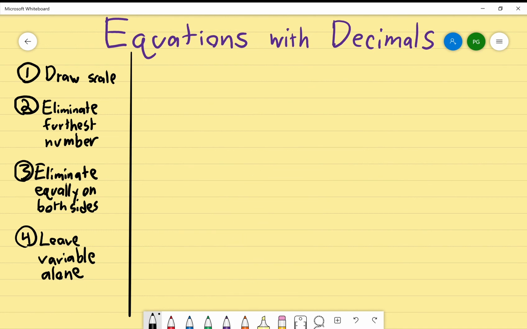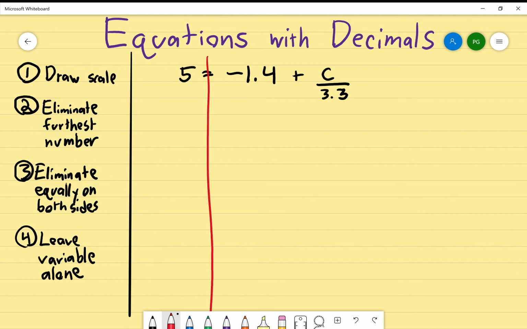Let's say that I have 5 equals negative 1.4 plus c divided by 3.3. Step 1, I draw my scale. Step 2, let me identify what the variable is. In this case, it's c. Now, which number is furthest away from the c, the 1.4 or the 3.3? That's right, it's the 1.4.